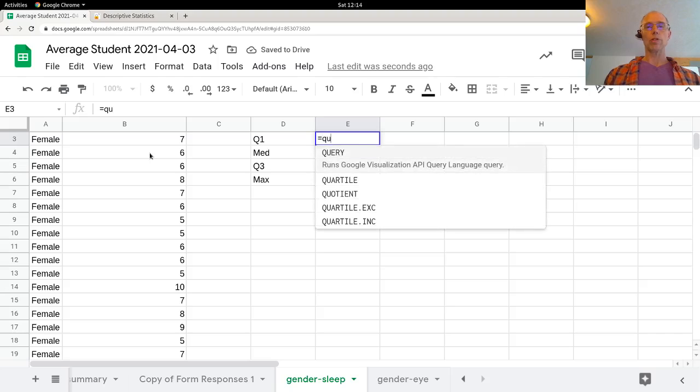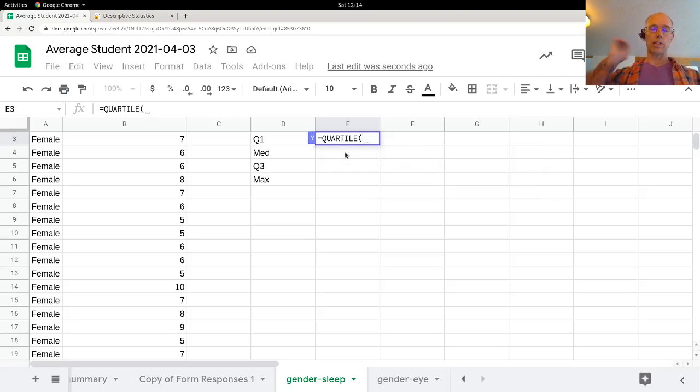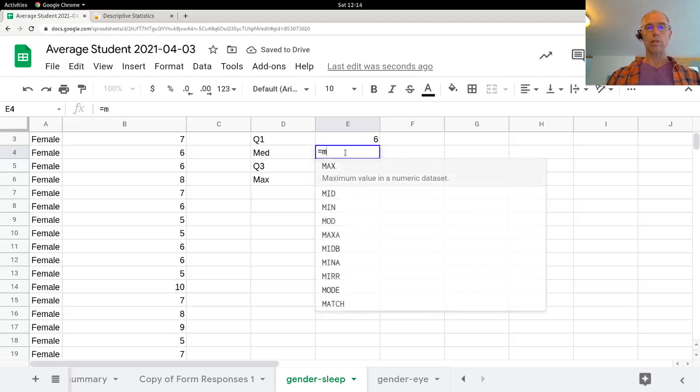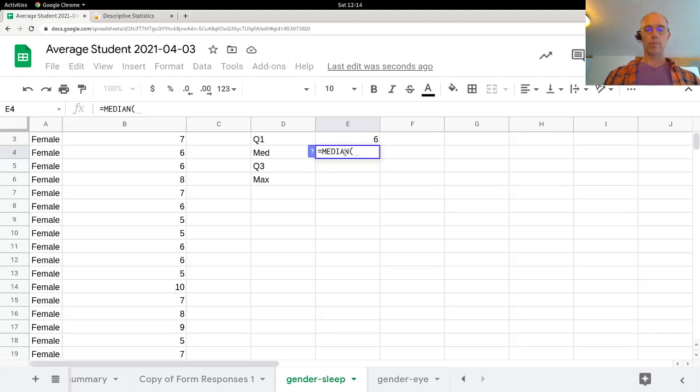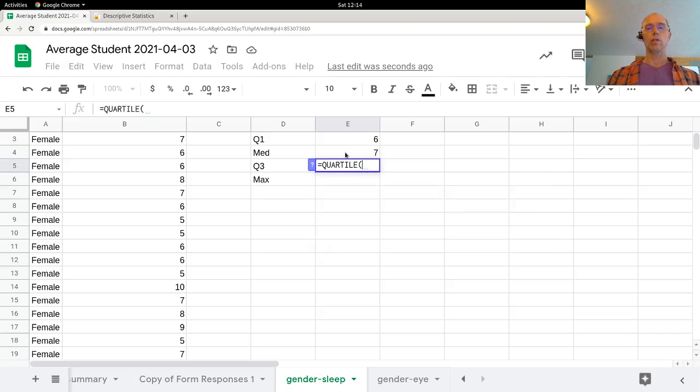Quartile equals quartile. And on Excel, we would use quartile inclusive, which is the same as quartile on Google Sheets. I recommend Google Sheets. There's my data, and I want the first quartile. Median could be the second quartile, or we could use the median command. And data for females, Q3, again, quartile command, or quartile inclusive, which means include the endpoints.